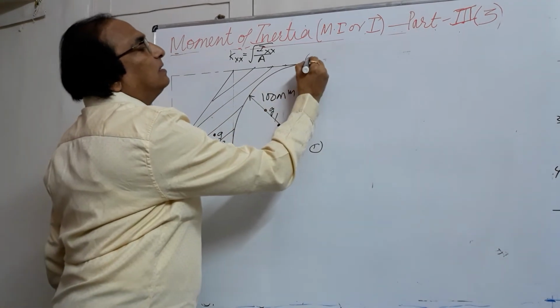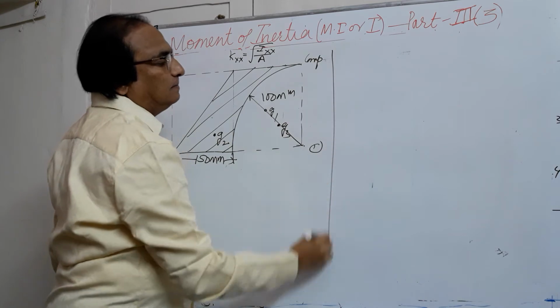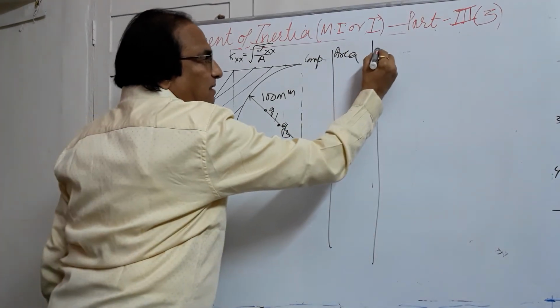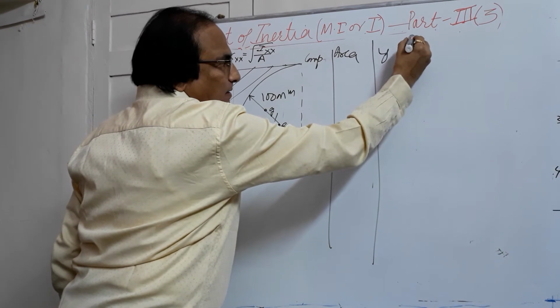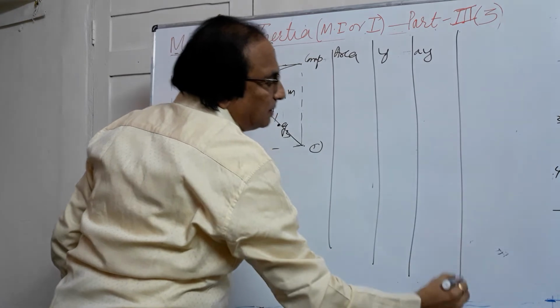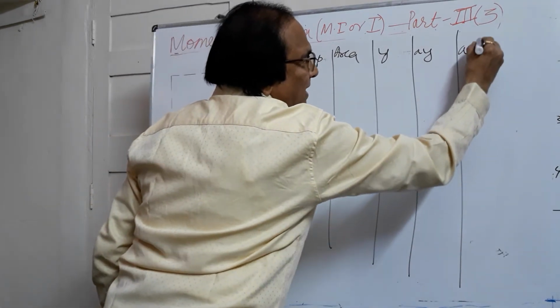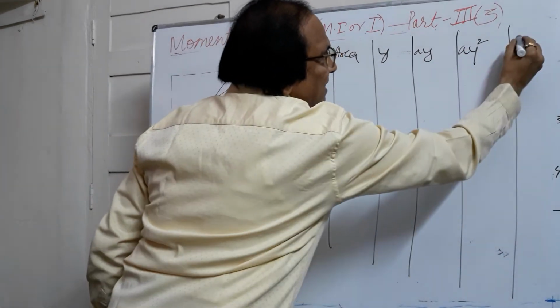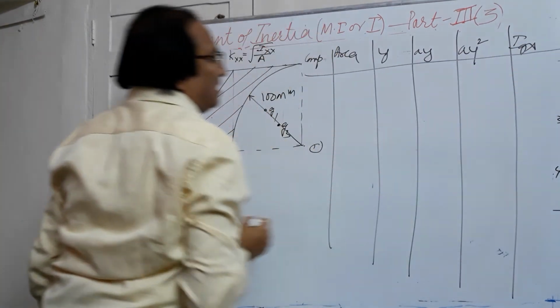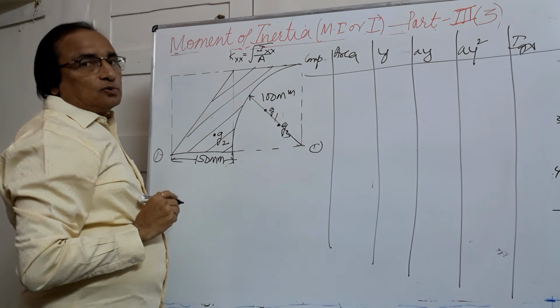6 columns will be there. First is component. Second is area. Then third is the distance from Y. Then we need AY. Then we need AY square. Then we need IGX. So again 6 columns are required here to solve the problem.